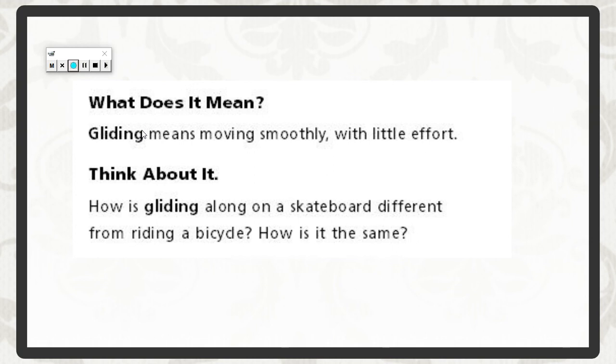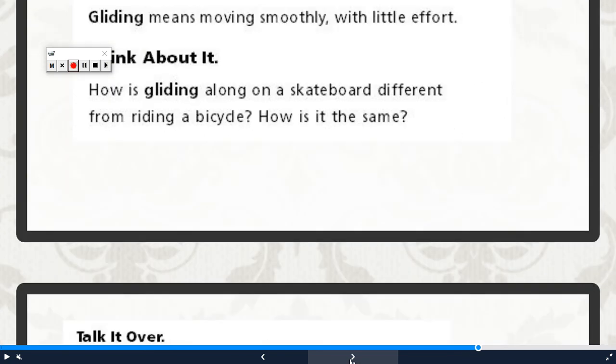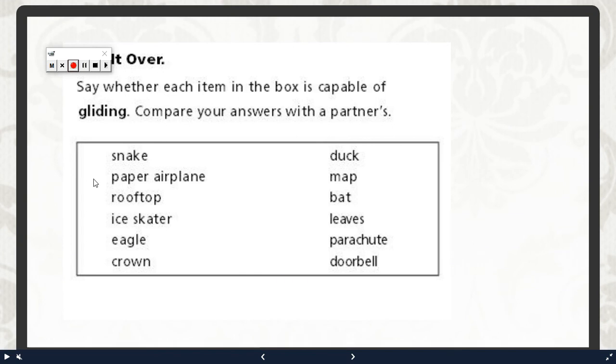How is riding along on a skateboard different from riding a bicycle? Of course, gliding is very different from riding bicycles. Snake and glide? I don't think so. Paper airplane? Yes, of course. Rooftop? No. Ice skater? Yes. Eagle? Yes. Crown? Not really. Dog? It could be. Map? Never. Bat? Of course. Leaves? Yes. Parachute? Yes. Doorbell? No.